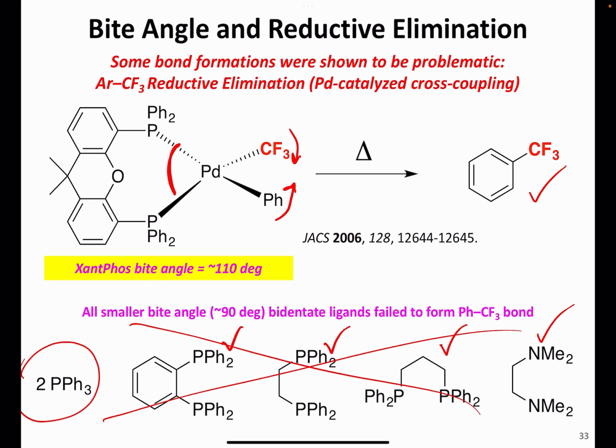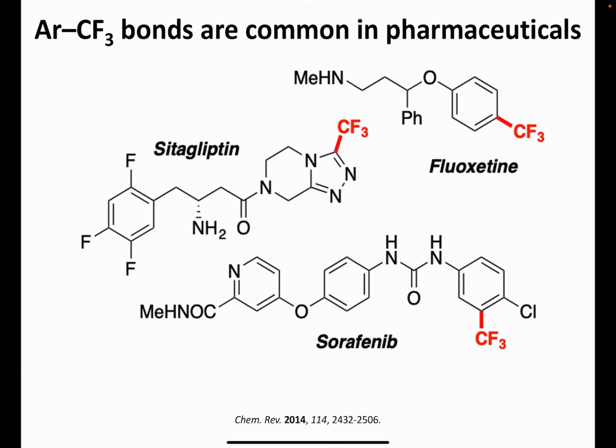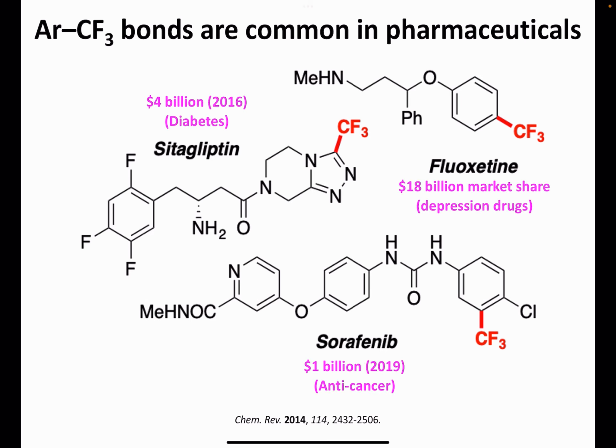And this critically important transformation is now used extensively in the pharmaceutical industry. Here's 3 molecules that have aryl CF3 bonds. You may not recognize them at all by their names, but what they all are billion-dollar drugs. Every single one of these is a billion-dollar drug. This ability for chemists to form aryl CF3 bonds, especially using palladium, which is so common in the pharmaceutical industry, is critical. And so by using a wide bite angle diphosphine, you now can trigger aryl CF3 reductive elimination.